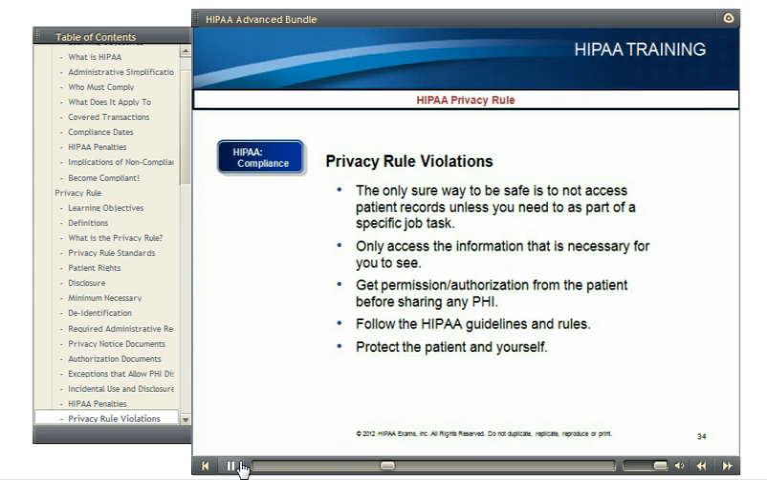Privacy rule violations. The only sure way to be safe is to not access patient records unless you need to as part of a specific job task. Only access the information that is necessary for you to see. Get permission or authorization from the patient before sharing any PHI. Follow the HIPAA guidelines and rules. Protect the patient and yourself.